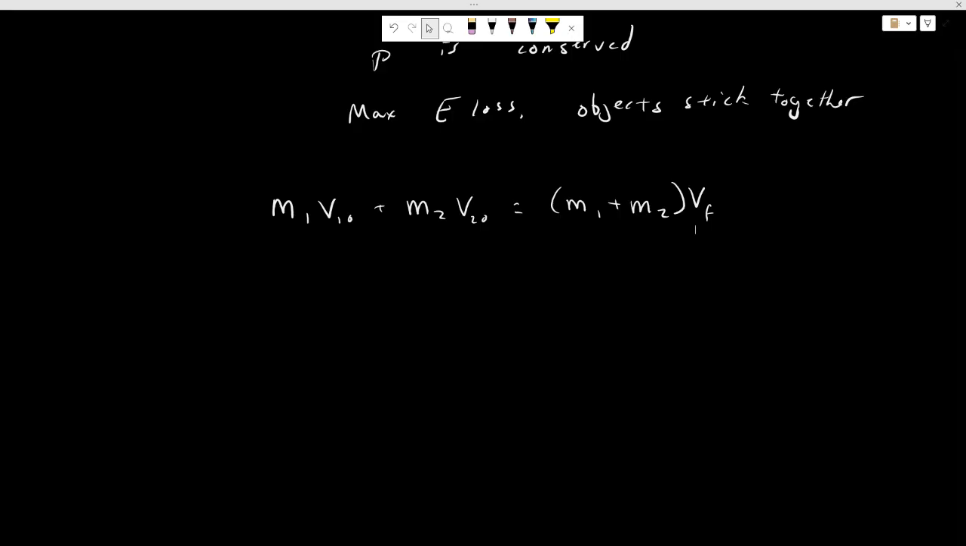In actuality, this is a function of two equations with two unknowns. I've just already plugged them in for you because basically in this case, we know that V1 final equals V2 final equals V final. Right, so this is the second equation, and then if I plug all that in, I get the equation that I just showed you, M1 V1 plus M2 V2 equals M1 plus M2 V final.